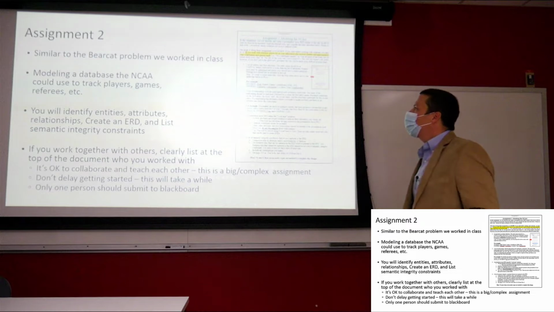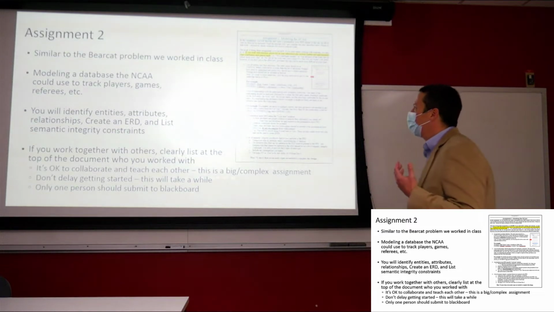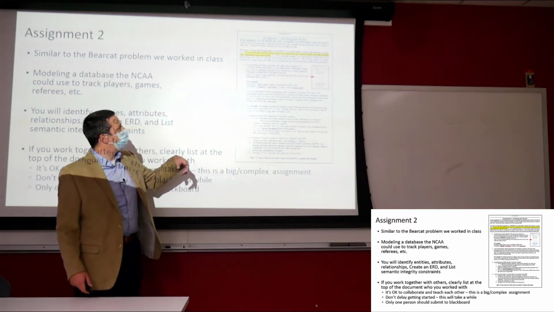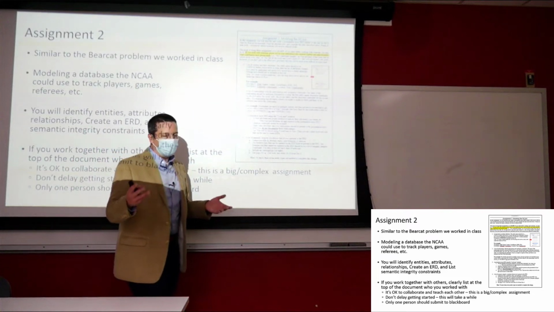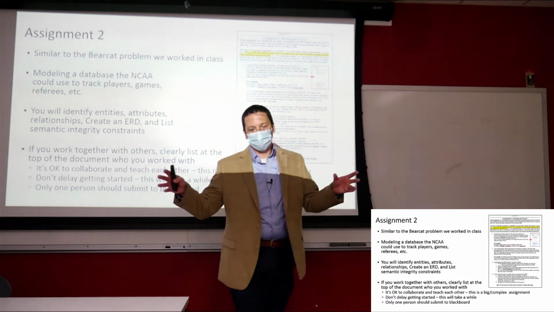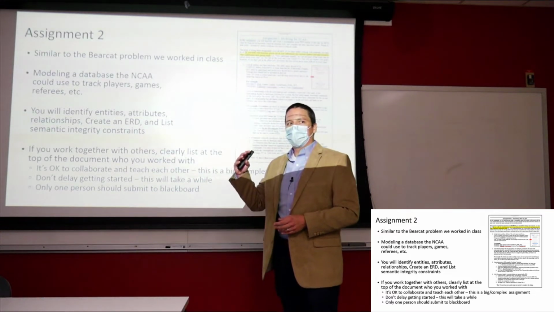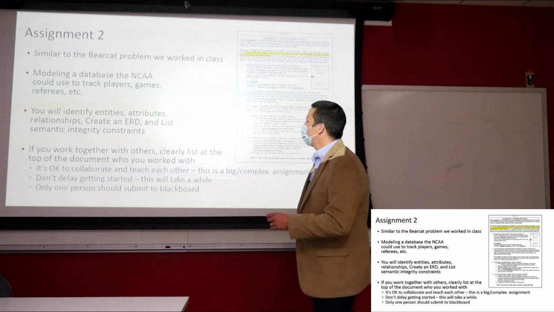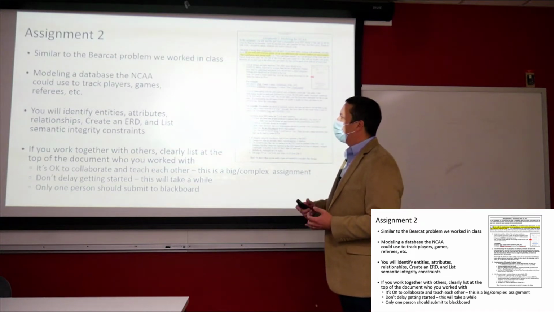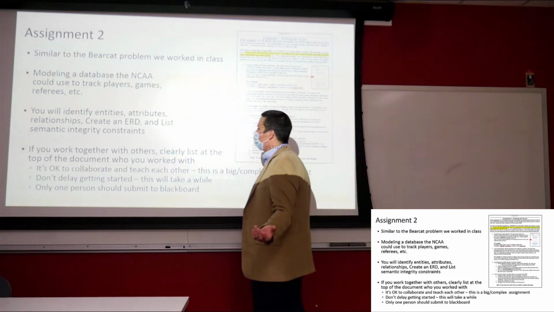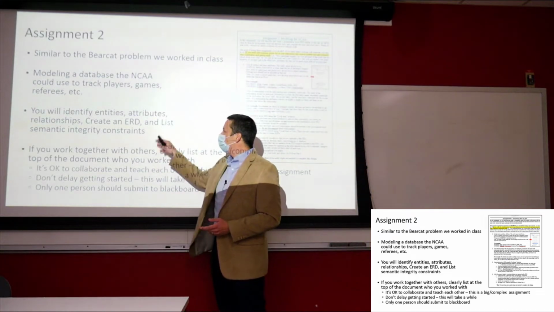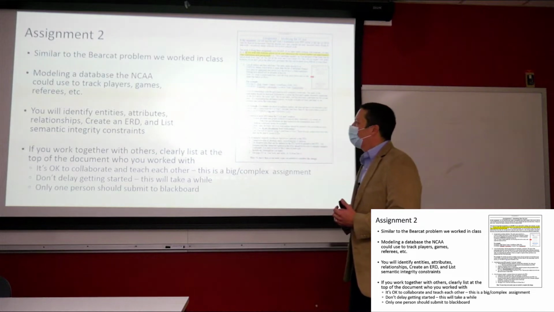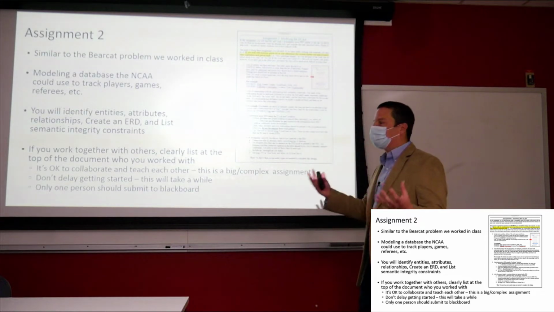Awesome. So earlier today, assignment 2 was posted. This is similar to the Bearcat problem we worked in class. It's about a page-long story about a database system that the NCAA, the college sports people, might use to track basketball players and basketball teams and basketball games and referees and things like that. So there's a big story. You're going to identify your entities, attributes, relationships, your cardinality and participation, your structural constraints, the whole thing. Create an ERD. There might be some semantic integrity constraints that we also have to list out. It's the same idea as we did with Bearcat, where you read the story and create the ERD.